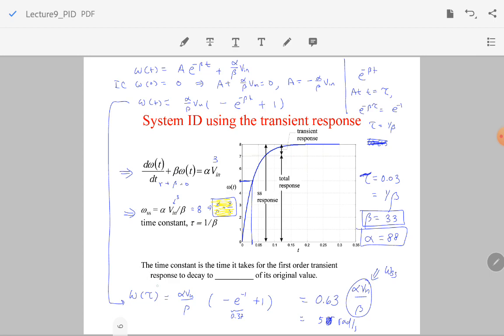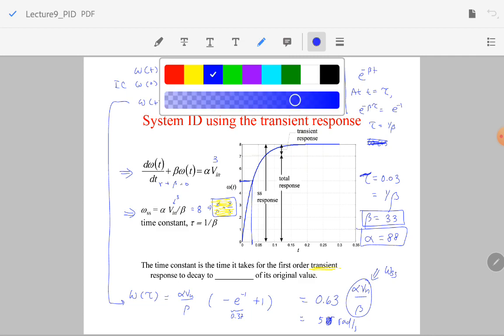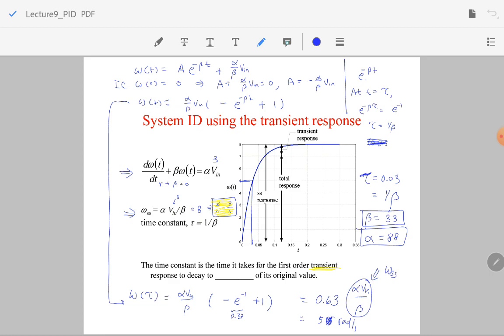The time constant is the time it takes for the first order transient response, so it's e to the negative something t, to decay to what of the original value? This is talking about just the transient response only, not the total response. So what happened to the transient response? For this system, the transient response is only this part right there, where this is your steady state response. So it decays to 37% of its original value.